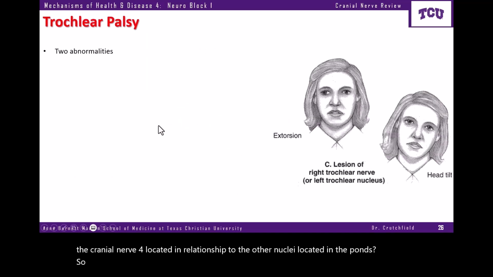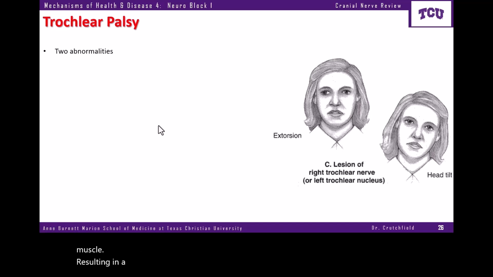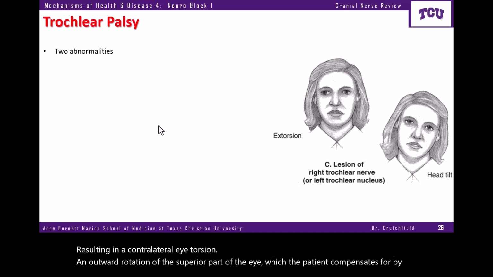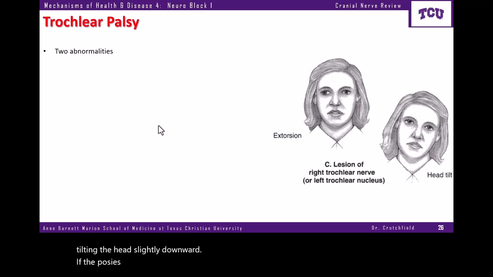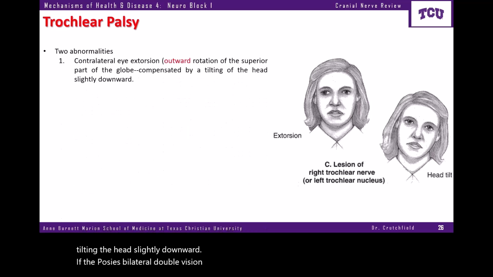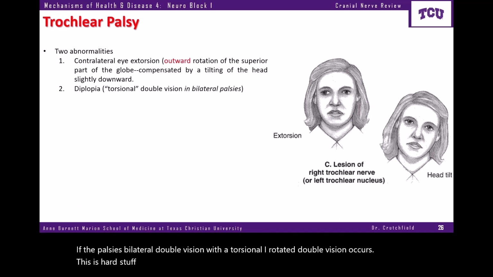So here we have a palsy of the trochlear nerve causing a weakness of the superior oblique muscle, resulting in a contralateral eye torsion, an outward rotation of the superior part of the eye, which the patient compensates for by tilting the head slightly downward. If the palsy is bilateral, double vision with a torsional, i.e. a rotated, double vision occurs. This is hard stuff. Dr. Root's video coming up will help.